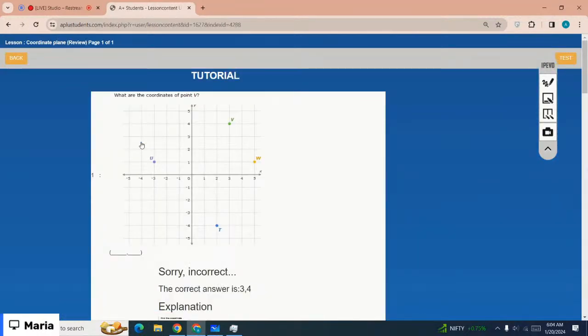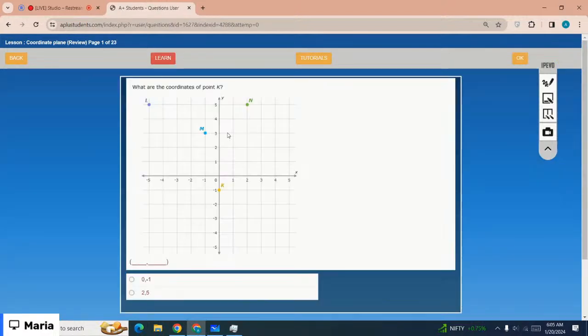What are the coordinates of the point V? That is just a review of the lesson. So here is V, right? Just match it to the x-axis. On x it is 3, and just match it on the y value. The y-axis is 4. So the coordinate of V is 3, 4. Let's just start with the test questions.